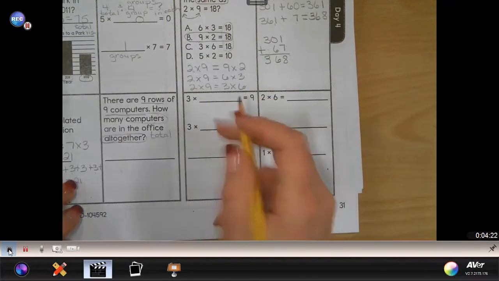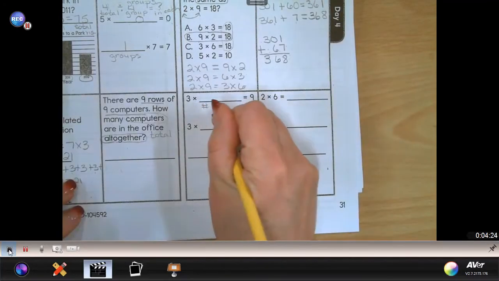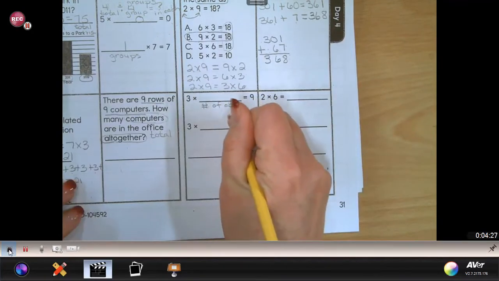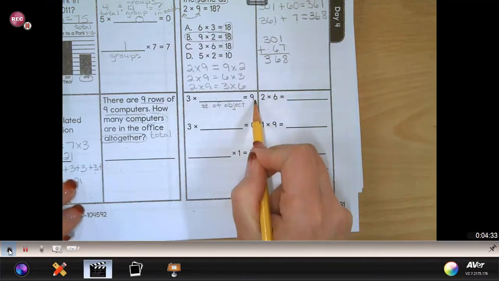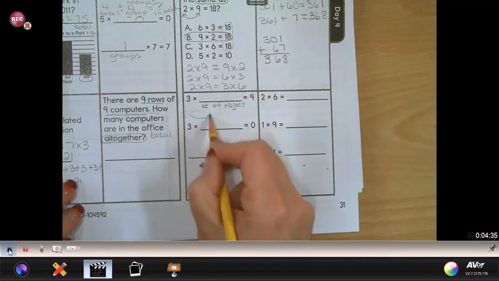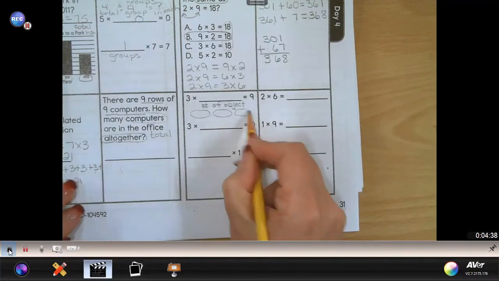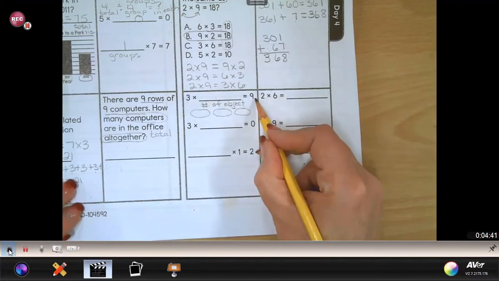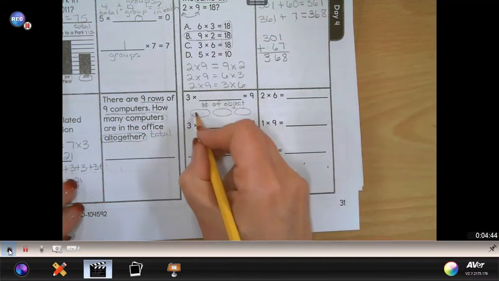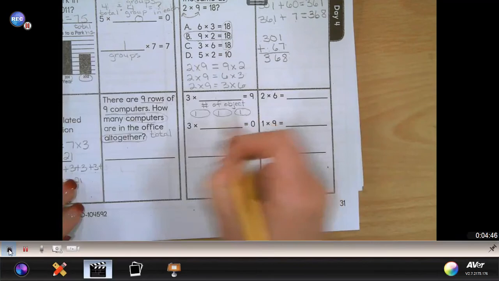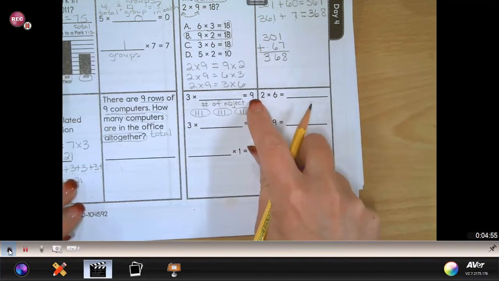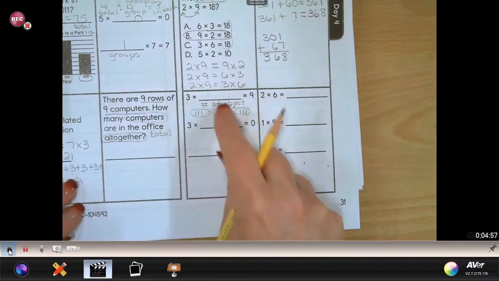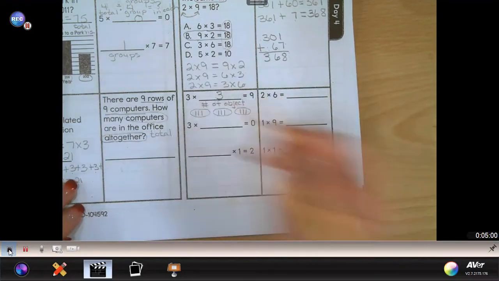We have a missing number of objects here, number of objects in each group. So we want to know how many groups of blank is going to give me 9. Well, if I have 3 groups and I share these 9 objects between my groups, I would have 1, 2, 3, 4, 5, 6, 7, 8, 9. There are my 9 total objects. And I have 3 groups, so I end up with 3 in each group.